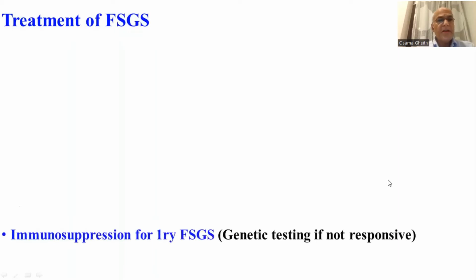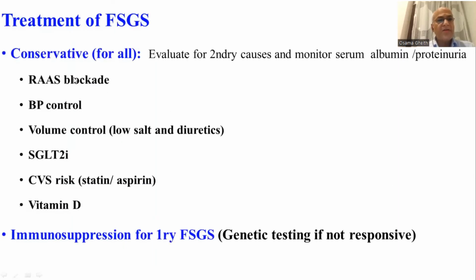The treatment of FSGS consists of two important measures. Conservative measures for all cases of FSGS, either primary or secondary, include RAS blockade, blood pressure control, volume control, SGLT2 inhibitors, cardiovascular risk management, and vitamin D. Immunosuppression, of course, is for primary FSGS only, and genetic testing if not responding.